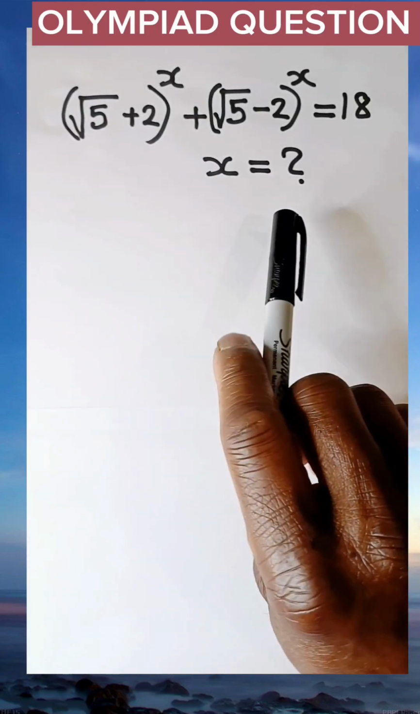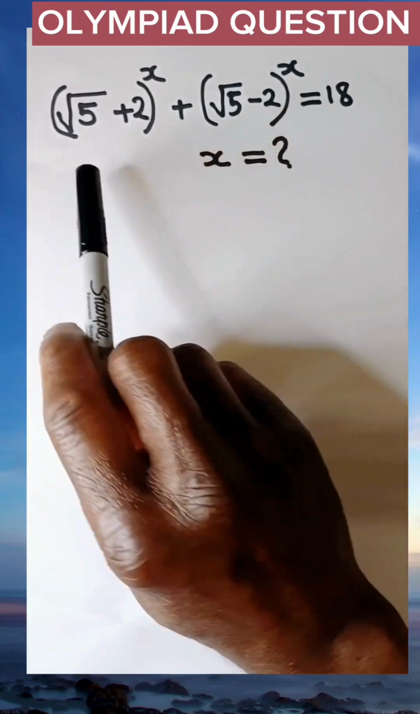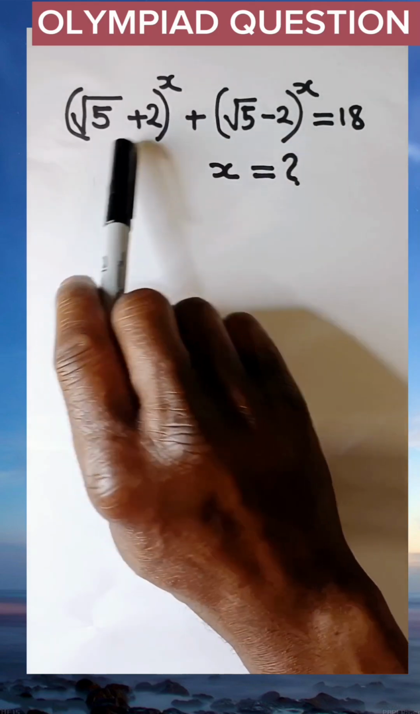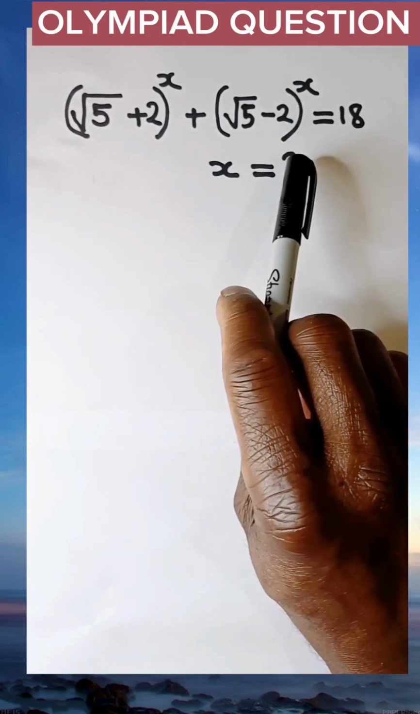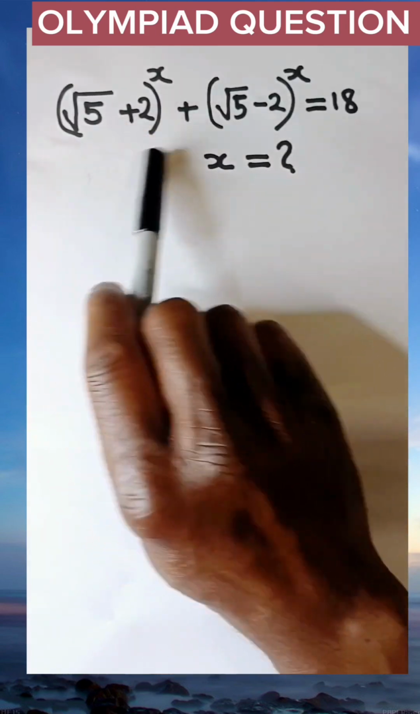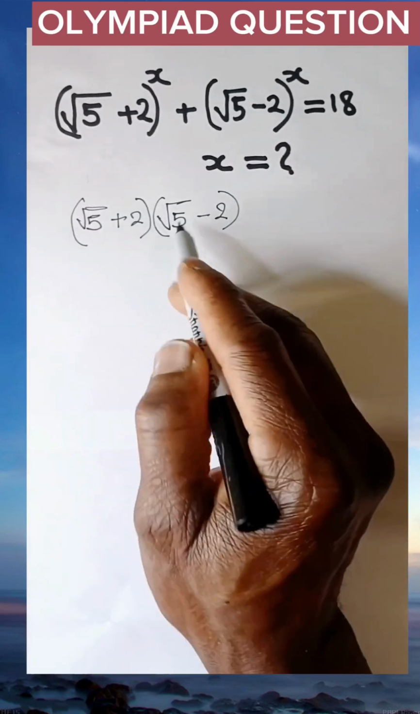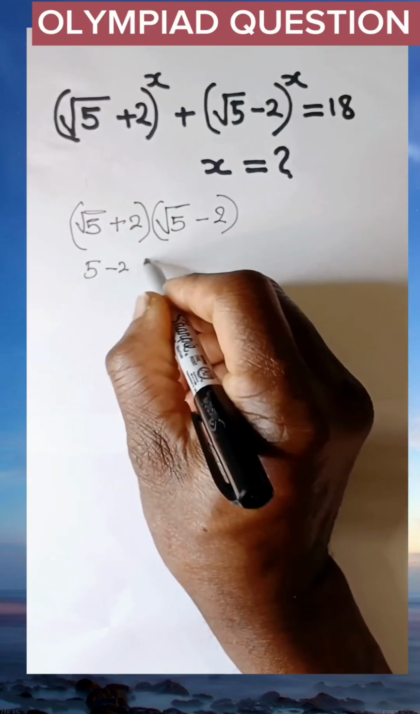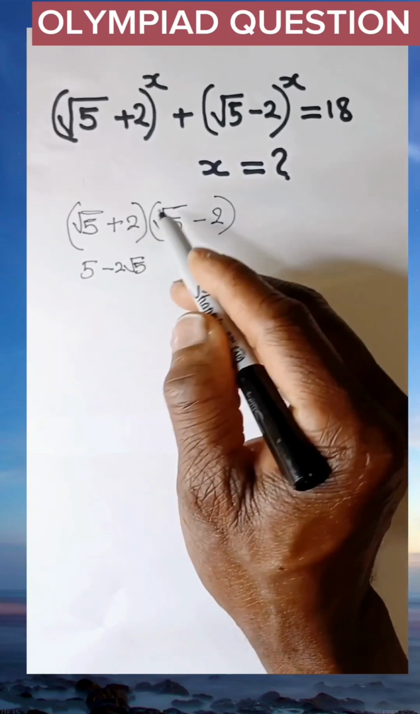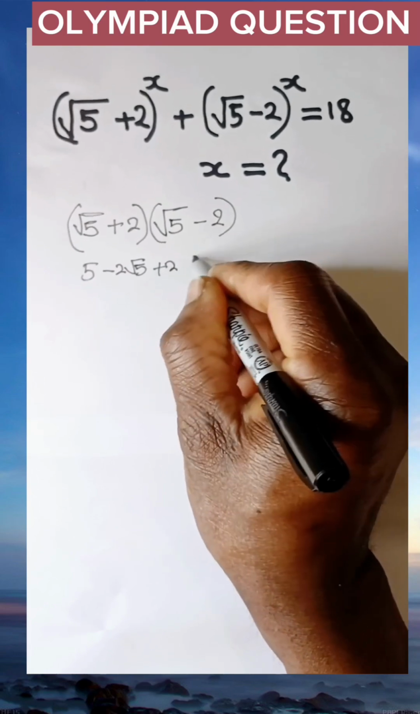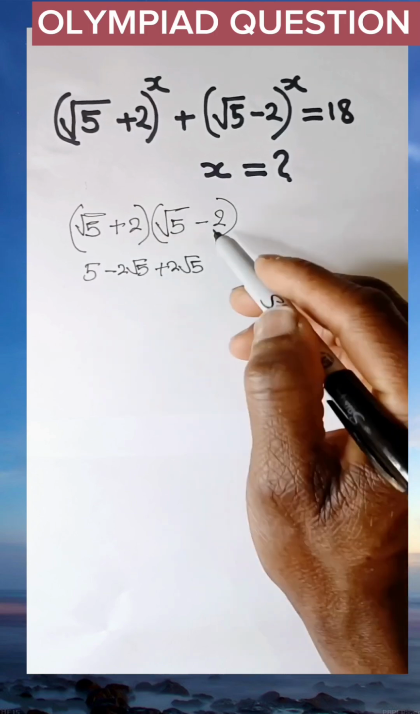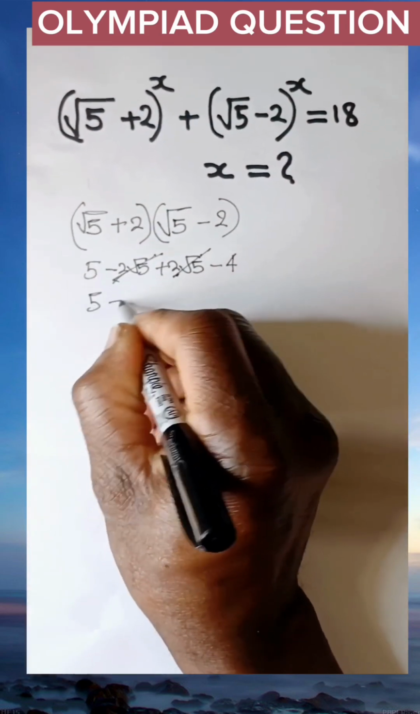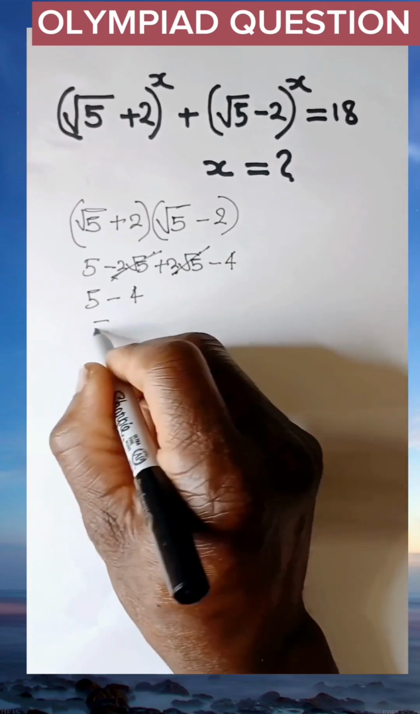Now let us answer the question. The terms in the parentheses represent a difference of two squares. Here, we are going to introduce the square root of 5 plus 2 to enable us make a substitution. To do so, we will first multiply the terms in the parentheses. Root 5 times root 5 will give us 5. Root 5 times minus 2 will give us minus 2 root 5. And here 2 times root 5 will give us plus 2 root 5. Plus 2 times minus 2 will give us minus 4. So we will have 5 minus 4, and this is equal to 1.